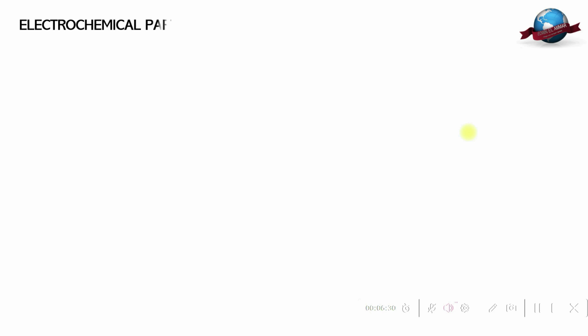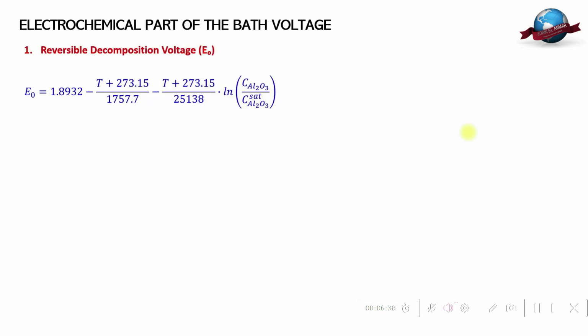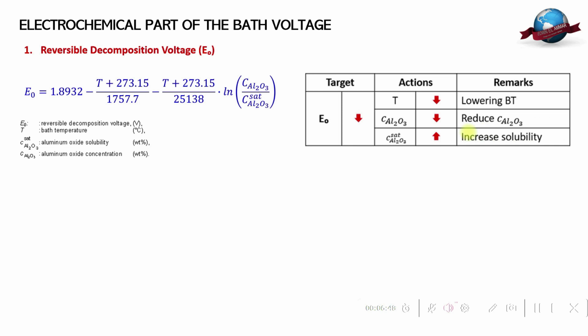Electrochemical part of the bath voltage. 1. Reversible decomposition voltage, A null. In order to reduce A null, these things should be done.